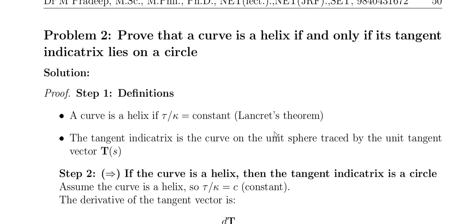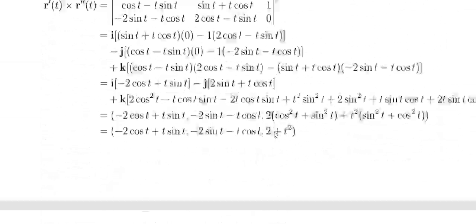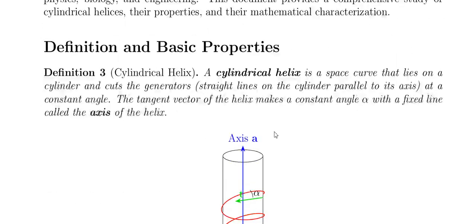and prove that the curve is a helix if and only if the tangent indicatrix lies on a circle. Skip it. Why am I skipping? Because we already discussed it.